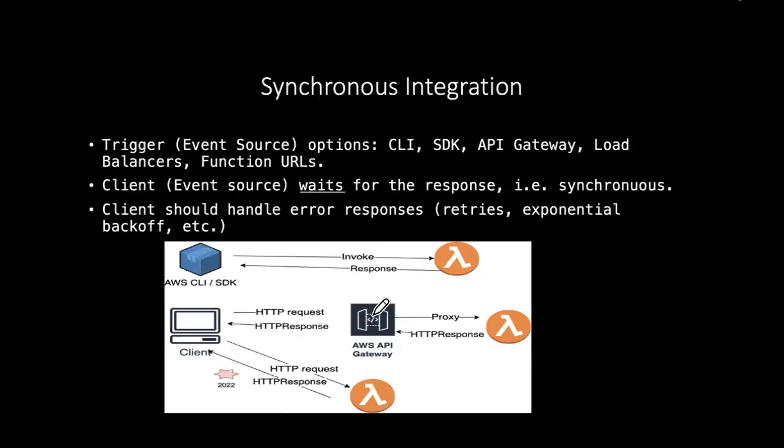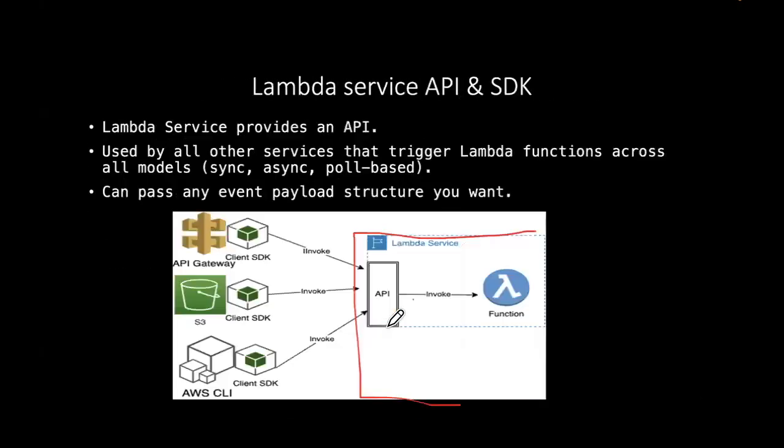Similarly, how does this API gateway service tell the Lambda service? We have to assume that the Lambda service now is in here. How does it tell the Lambda service about this request that has come in? Well, the API gateway uses the Lambda service's SDK to do that.